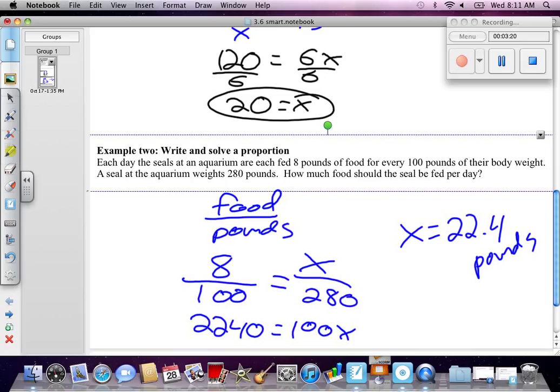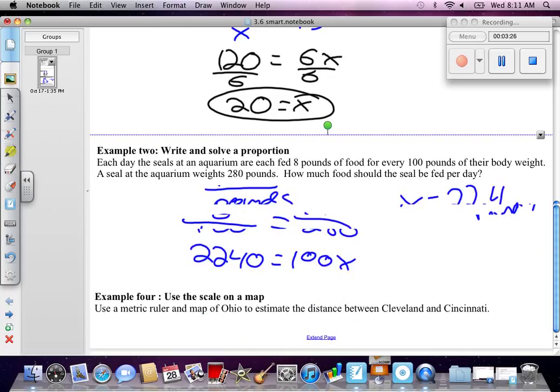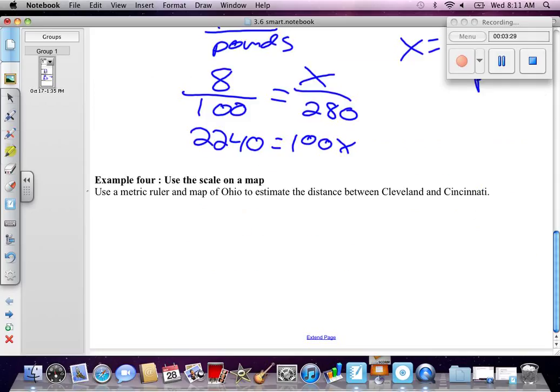All right, let's turn it over and look at, it says example 4, but it should say example 3. You have a lovely map on yours. Use a metric ruler and map of Ohio to estimate the distance between Cleveland and Cincinnati. So I'm just going to do this with my ruler up here. Take a ruler out, and it wants to find the metric distance, so I know I'm going to use centimeters, between Cleveland and Cincinnati. So I get that that is 4.5 centimeters.